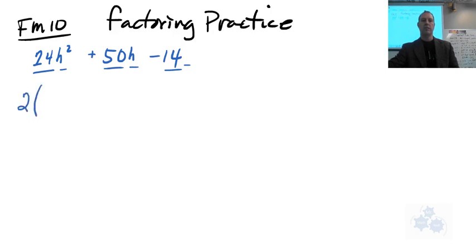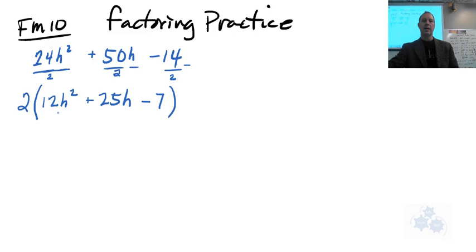Okay, I'm going to take a 2 out. I'm going to be left with 12h squared. Again, that is 24h squared divided by 2. That's my answer. Put it right there. What's 50h divided by 2? That is plus 25h. What's negative 14 divided by 2? Negative 7.